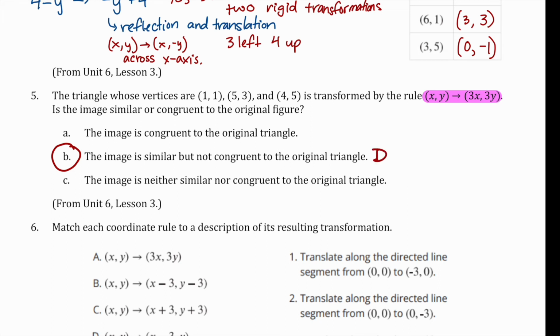This is a dilation by scale factor of 3. And it's a scale factor of 3 centered at the origin, but I don't have to write that necessarily. I'm just writing that little note to myself on the side as a reason why it is similar but not congruent.